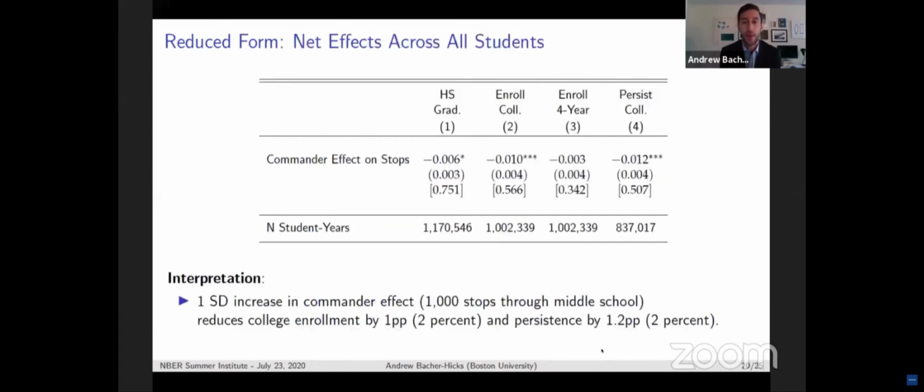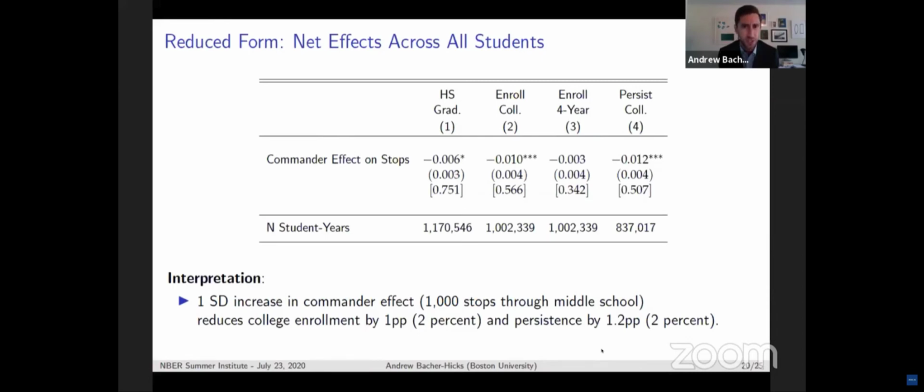All right, sorry, I know that was fast, but I wanted to get through it quickly so I had time to at least start to show some of the main results. So this is the net effect across all students. The unit here is a 1 standard deviation increase in commander effect, and we're looking at that effect on average over a student's middle school exposure. So when you multiply this up, a 1 standard deviation increase in commander effect translates to roughly 1,000 additional stops in that precinct over 3 years.